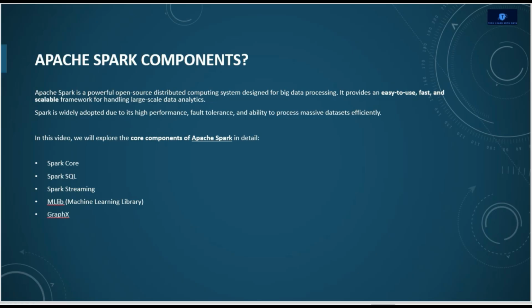So I have already told you that Apache Spark is a powerful open source distributed computing system. It is designed for big data processing. It also provides an easy to use, fast and scalable framework for handling large scale data analytics. From these properties, Spark is widely adopted due to high performance, fault tolerance, and ability to process massive data sets efficiently. In this video, we will explore the core components of Apache Spark.